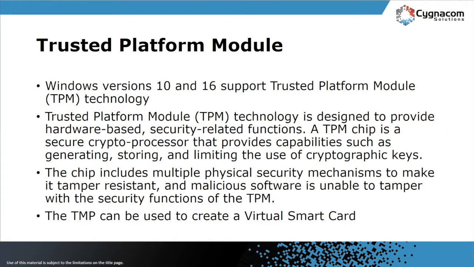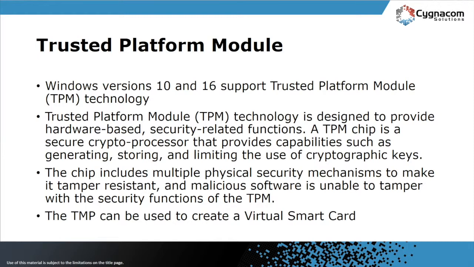On Windows 10 and Windows 16, there is support for a device called the Trusted Platform Module. The Trusted Platform Module is a device that allows us to generate and store cryptographic keys and limit the use of those cryptographic keys according to policies. This is a chip, and this chip gives us multiple security mechanisms that allow us to protect those keys from malicious software so that we are able to use those keys in a way that we can trust how the keys are generated, how the keys are used, and ensure that those keys are only used for the purposes they are intended.